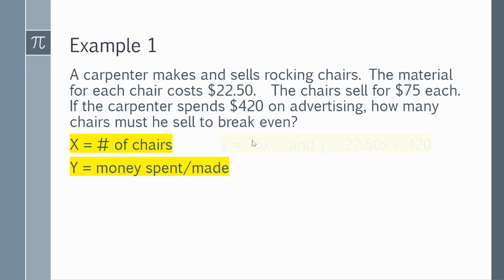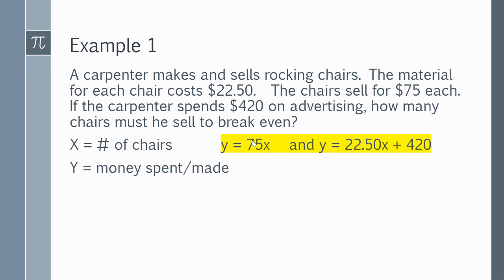So, two equations now. First one, Y equals 75X. That's what it's selling for. That's a revenue equation. So when we want to look at the break-even point, we have revenue, what we call income. And then we have a cost or expense equation, and that's 22.50X plus 420. It's an expense, but we're looking at it as they go forward, where do they cross? So we want to know what that solution is.